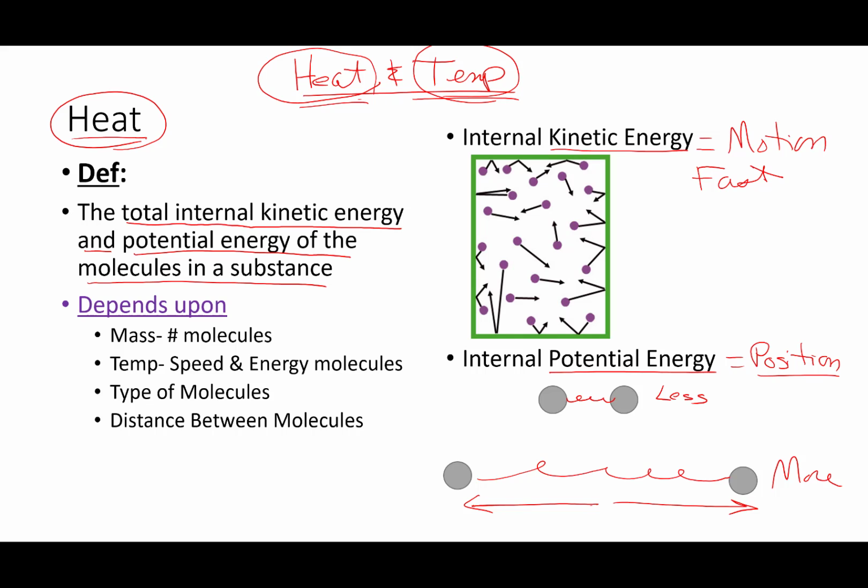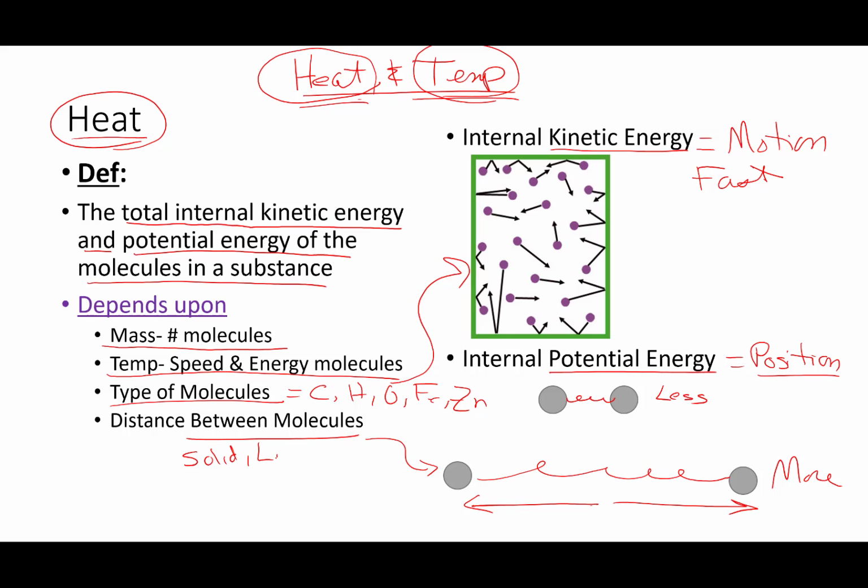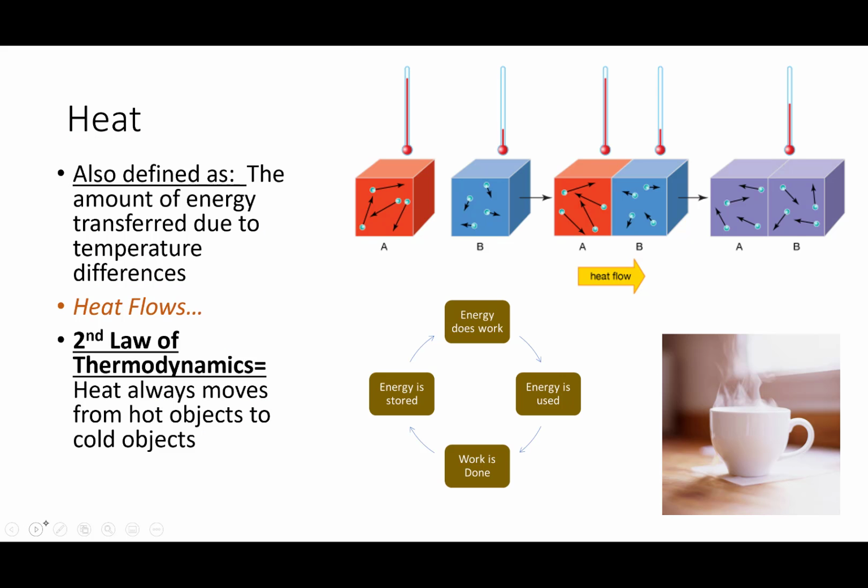So how much heat something has depends upon its mass, or how many molecules are present, the temperature or the speed of the individual molecules, the type of molecules, whether it's carbon or hydrogen or oxygen or iron or zinc, and the distance between those molecules. And what do I mean by distance between the molecules? Basically I mean, do we have a solid, a liquid, or do we have a gas? So let's go into this in more detail.